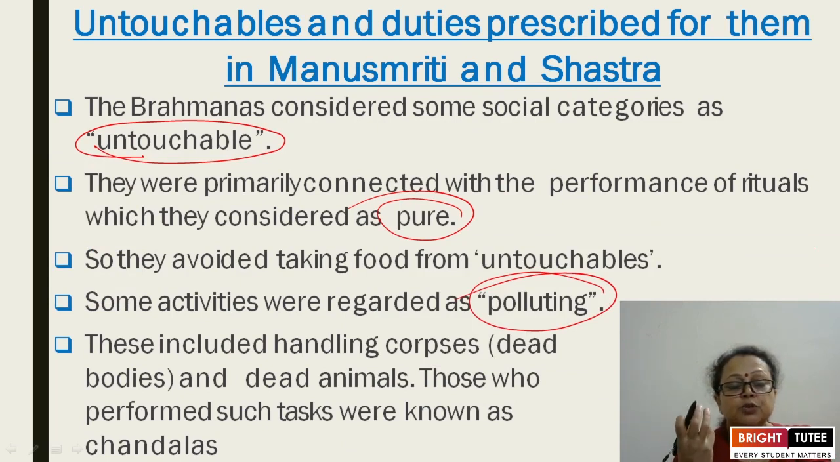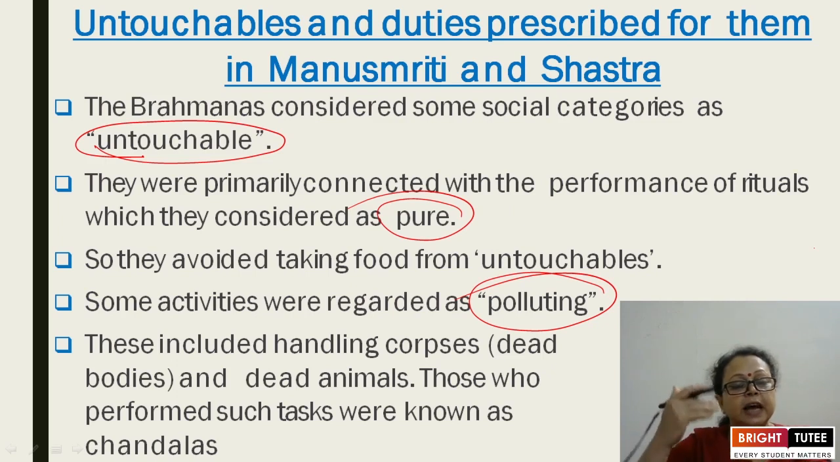First, the term untouchable is used. Then Brahmins segregated themselves from the mainstream of society as the performers of ritual, so they are considered pure. And these Shudras and the untouchables have been considered as a polluting agent in society. These included handling corpses, the dead bodies. What is the work and the duties performed by these untouchables? Those who handled the dead animals and performed such tasks were known as chandalas.